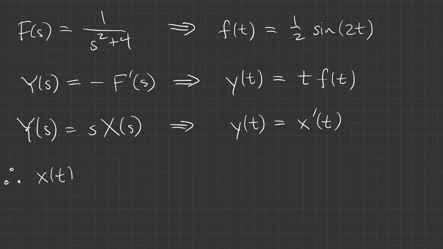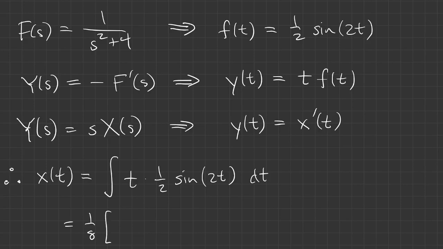So x itself is just one integration away. It's the integral of y, which is t times f of t. That just requires a standard integration by parts. And we can use the initial value to work out that the integration constant here is 0.